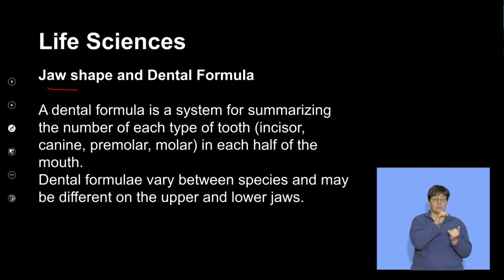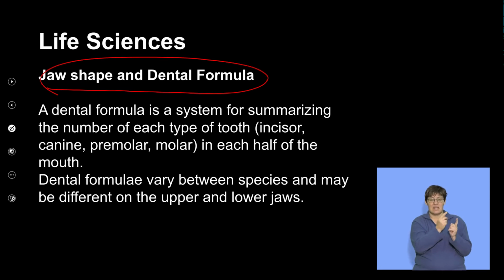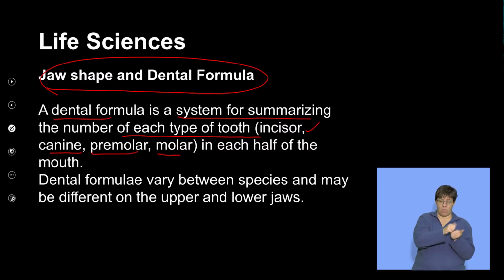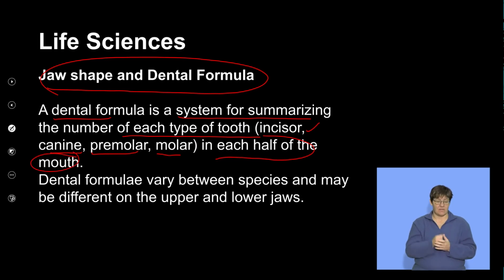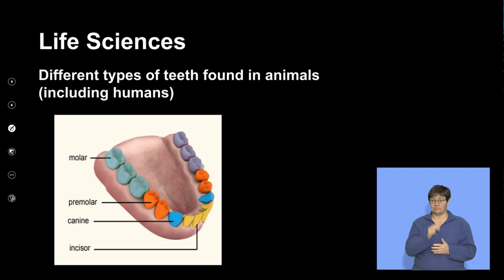It's important that we look at the jaw shape and the dental formula. The dental formula is a system of summarizing the number of each type of tooth, namely the incisors, canines, premolars and molars in each half of the mouth. Dental formulas vary between species and may even be different on the upper and lower jaws.